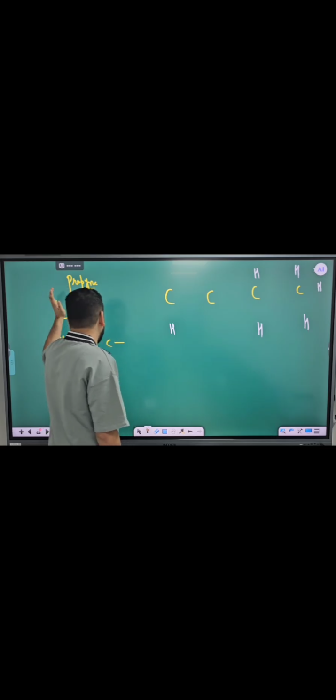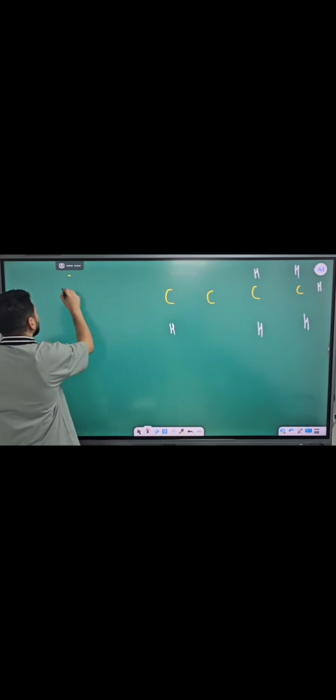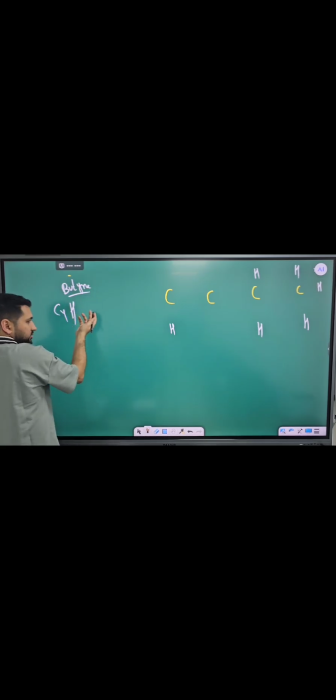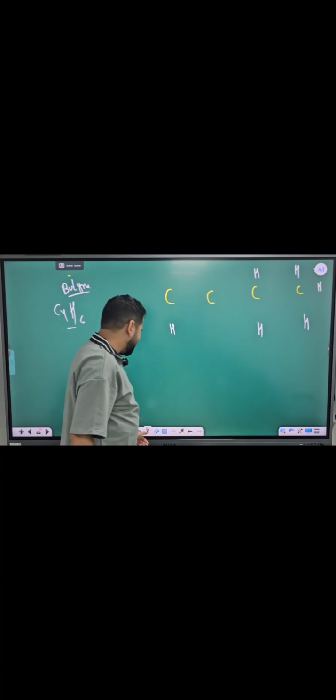Oh, sorry, I'm talking about butyne, right? Let's talk about not propyne. I made 4 carbons, so it will be butyne, B-U-T-Y-N-E. In butyne, how many carbons will be there? 4. How many hydrogens? 4 plus 4 into 2 is 8, 8 minus 2 is 6. So 1, 2, 3, 4, 5, 6, right? Okay.